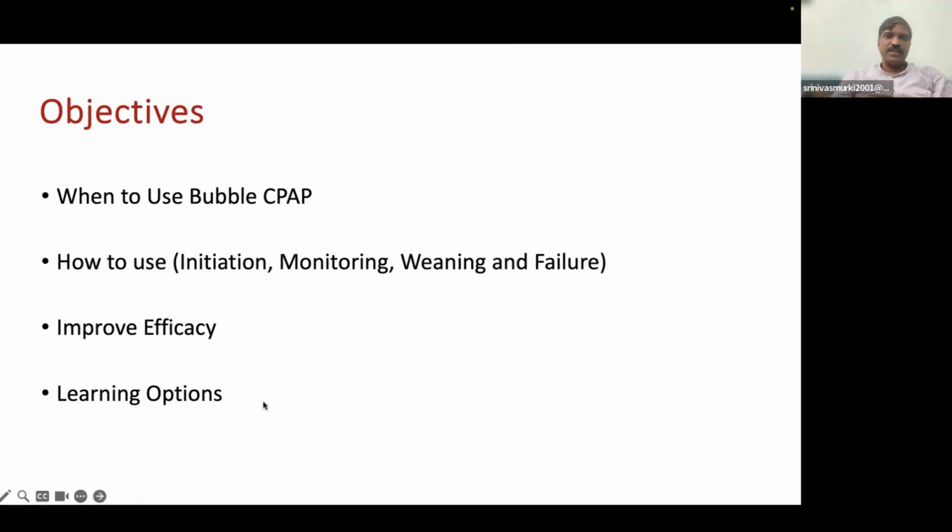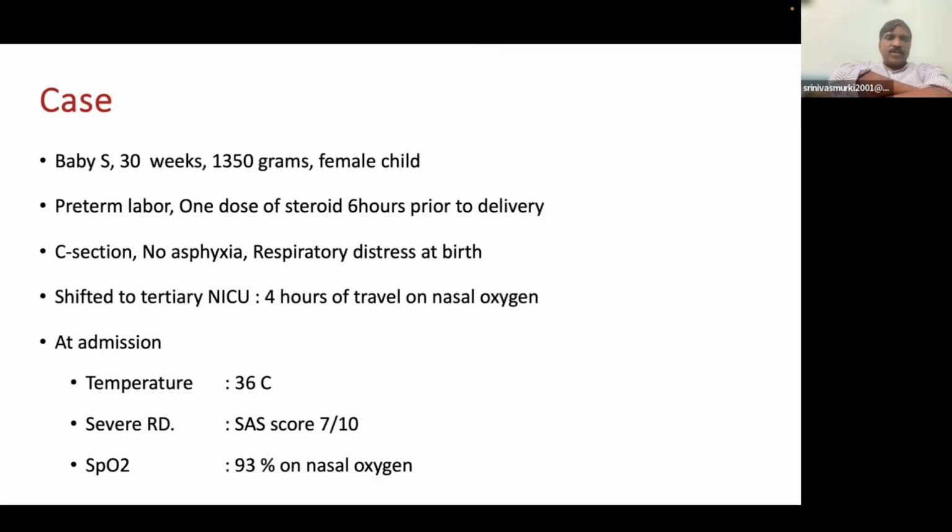And also, what are the other methods we can learn from online sources, and what are the other methods by which you can learn this bubble CPAP and other CPAP. I'll also touch upon HFNC while I'm dealing with this case. I'm going through a case-based scenario, easy to understand, and for all of you to see what you can do when you get a case like this.